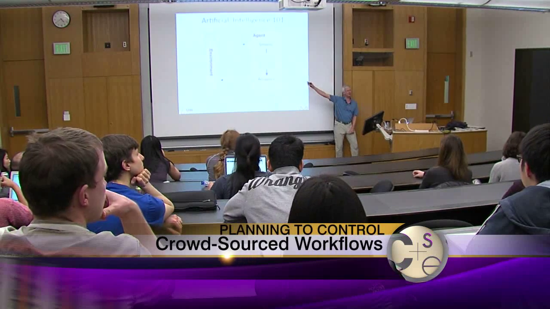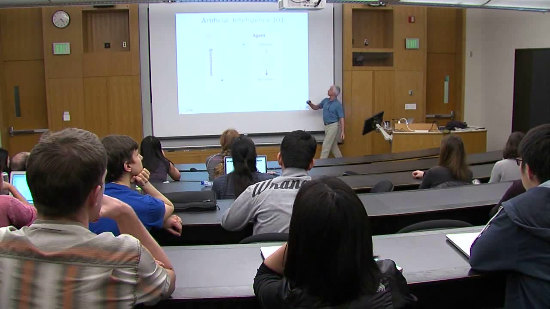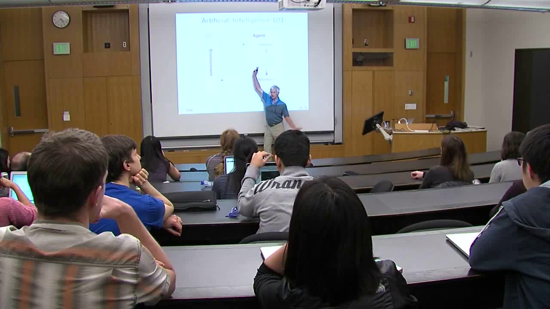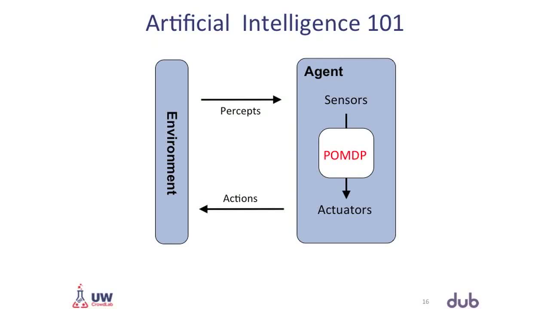Okay. Well, you've probably seen this diagram recently, the standard diagram of an agent and environment. Here we're having the crowd as the environment, and the real question is what goes on inside the agent's head, and that's the POMDP algorithm.